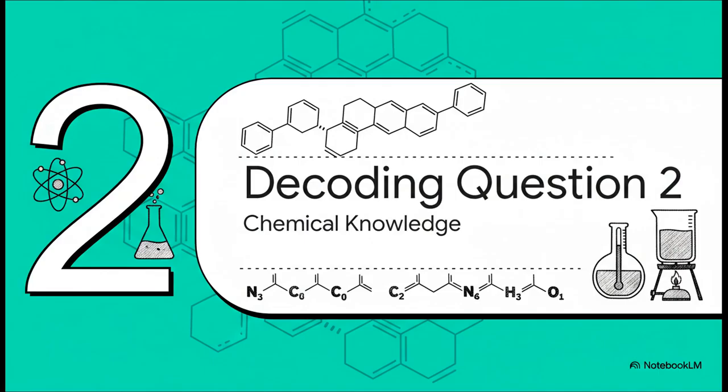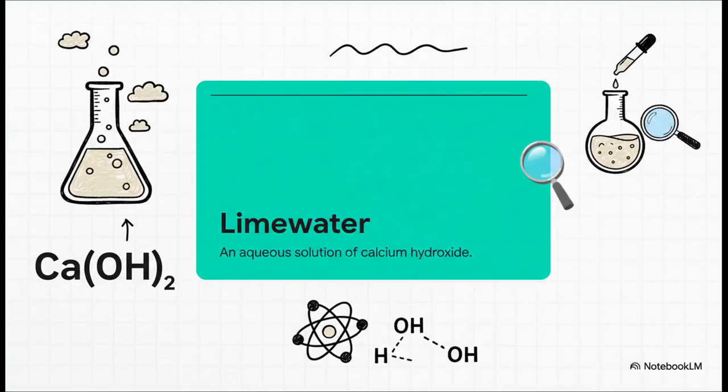Okay, we've flexed our data and graphing muscles. Now it's time for a quick fire check of our pure chemistry knowledge. Let's see what we know. First up, a classic pop quiz question. Lime water is an aqueous solution of what? The answer is calcium hydroxide. That's one of those facts you just have to know.